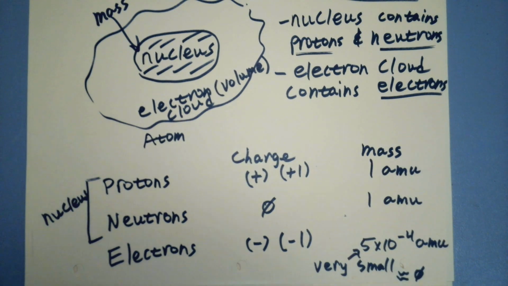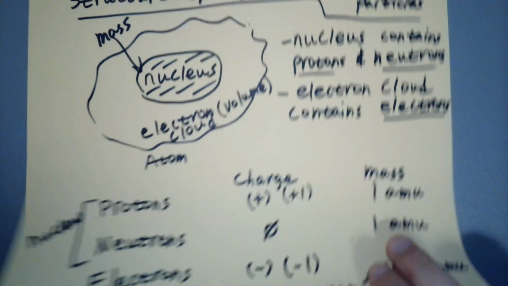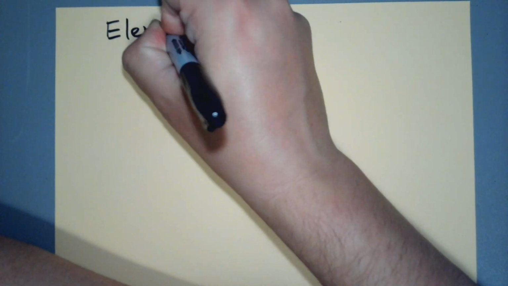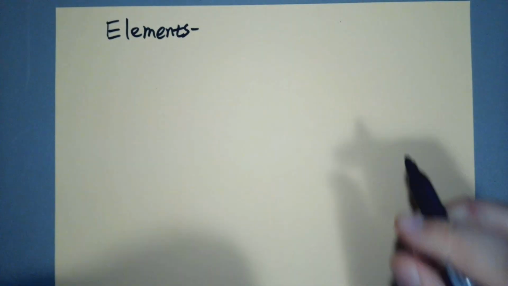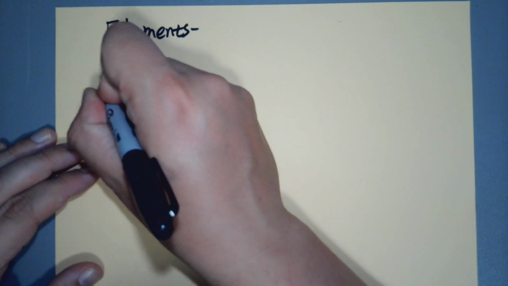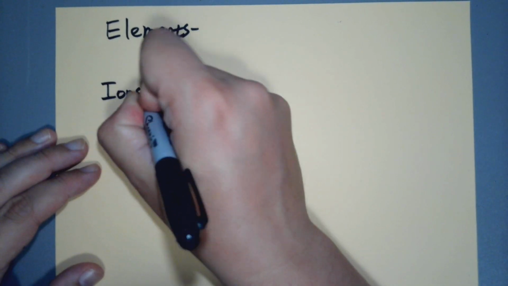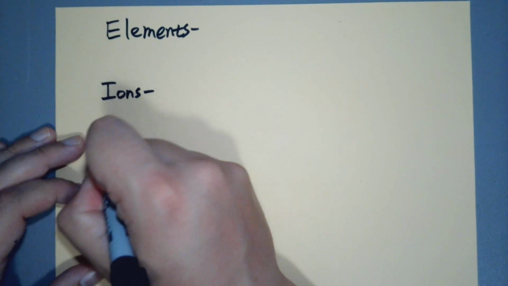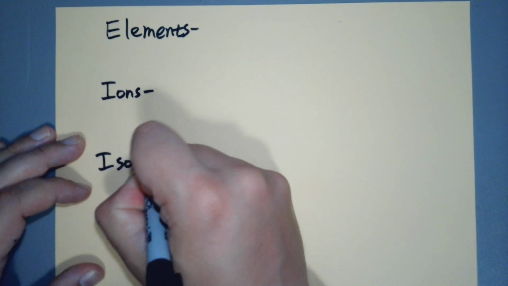Okay, so there's a couple different ways to talk about these atoms. There's a couple different terms we're going to introduce here. So we're going to circle back to the idea of elements, but we're also going to introduce ions and isotopes.